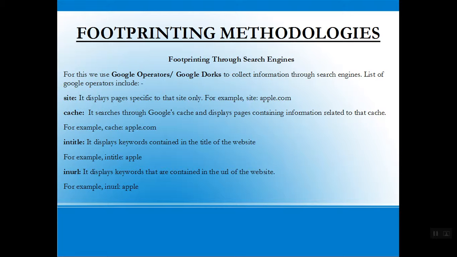For this, we use Google operators or Google Dorks to collect information through search engines. The list of Google operators includes site. It displays pages specific to that site only. It is written as site, colon, apple.com. Cache searches through Google's cache and displays pages containing information related to that cache. For example, cache colon apple.com.